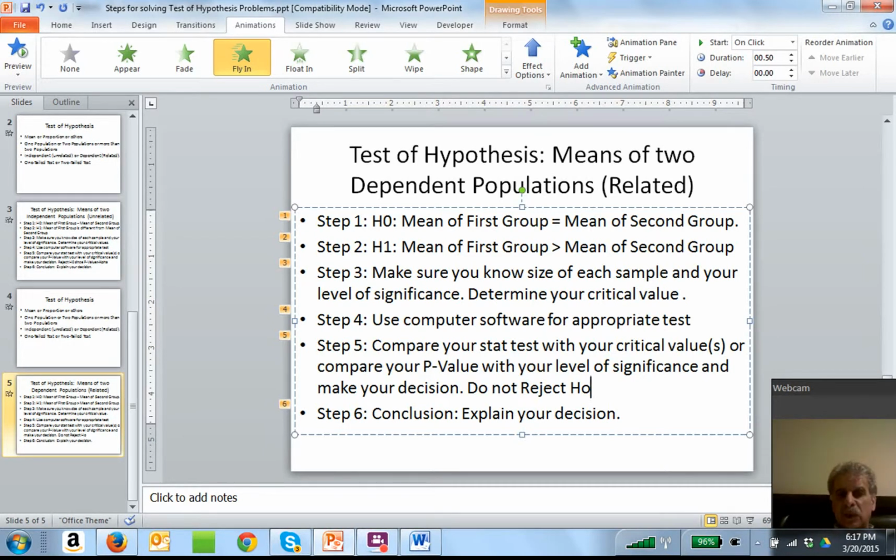I can conclude that based on this information, I have reason to believe that the mean of the first group, statistically speaking, is so close to the mean of the second group that they can be called equal, statistically speaking. And this concludes the problem.